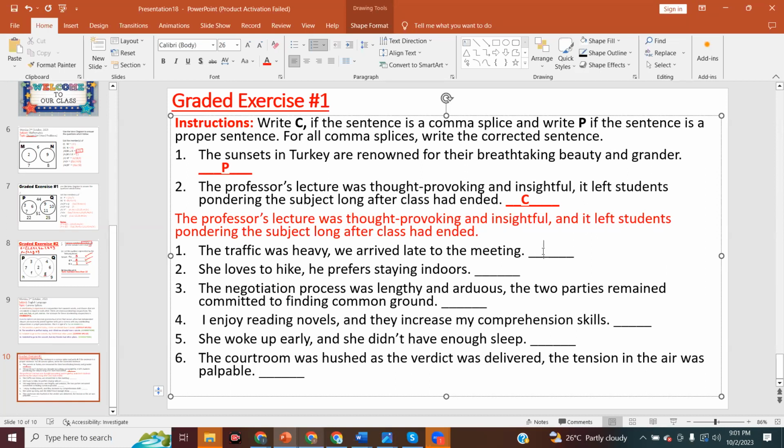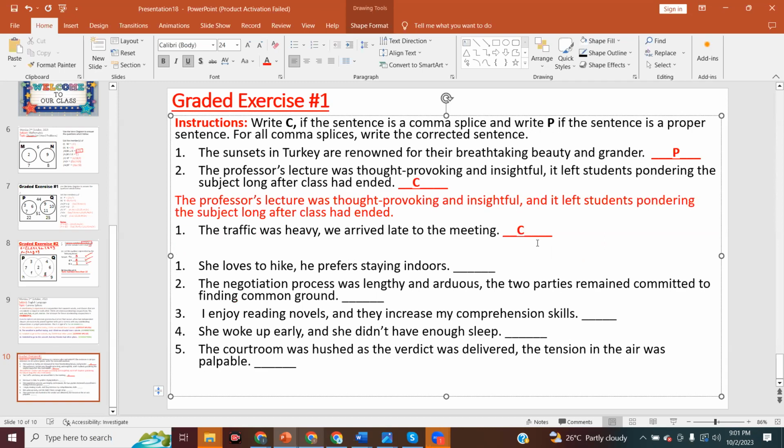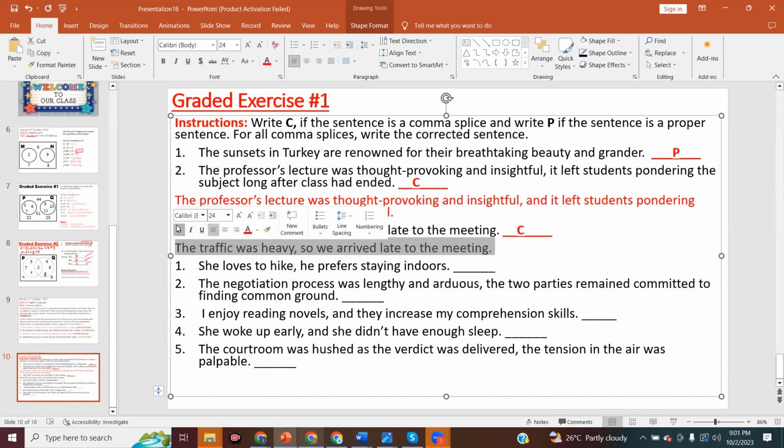It is C. How can we correct it? The traffic was heavy, so we arrived late to the meeting. Very good. Anyone got that? Yes, sir. All right, very good.